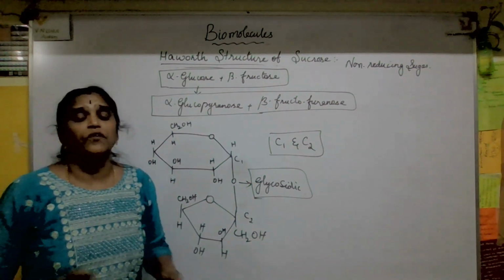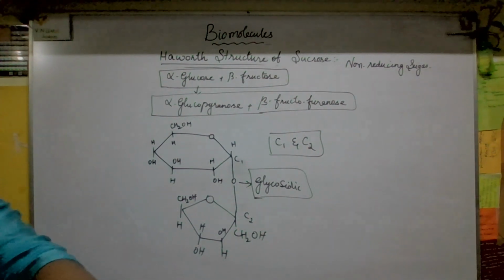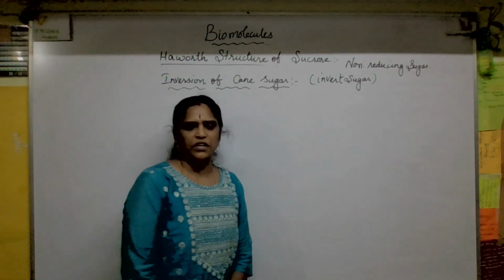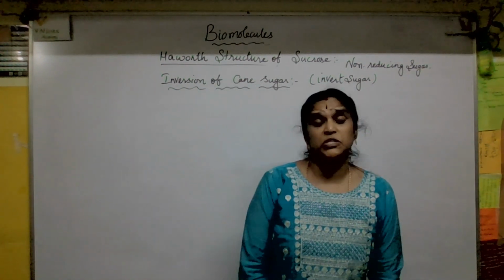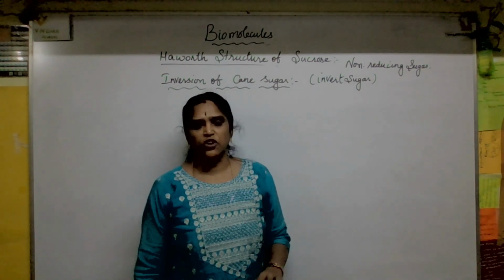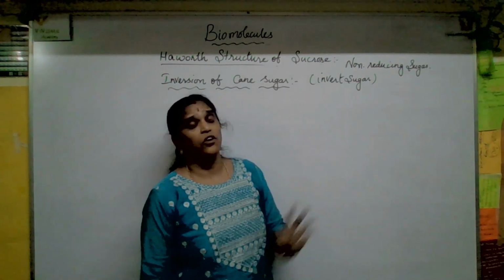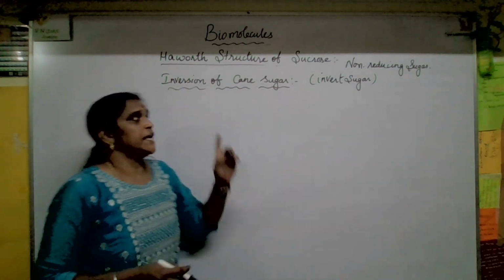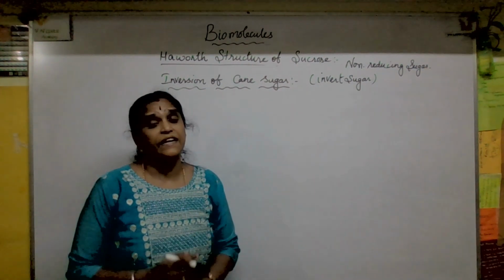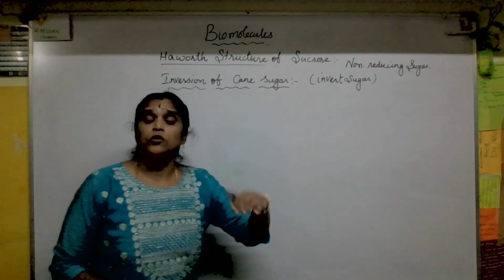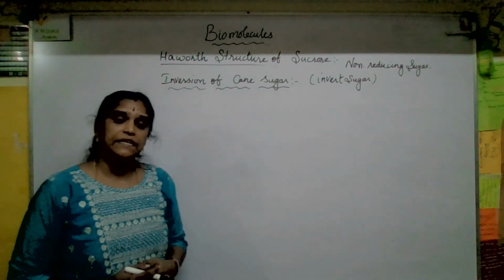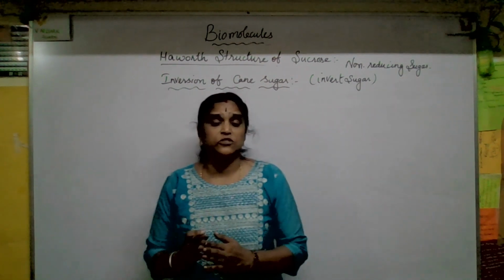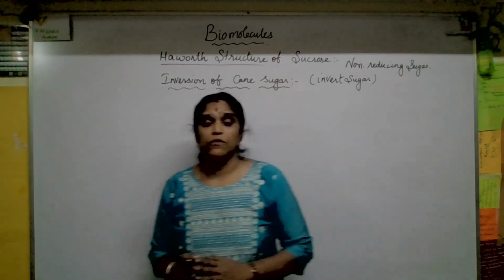Now let us go to another point. The next important question: inversion of cane sugar. In 2020 also they asked about inversion of cane sugar, invert sugar, non-reducing sugar. It's a common question. See here, sucrose is a dextrorotatory compound. On acid hydrolysis, sucrose gives glucose and fructose. Glucose is dextrorotatory, fructose is levorotatory.